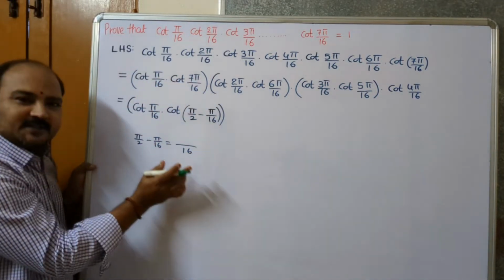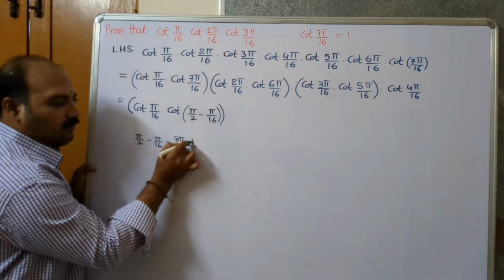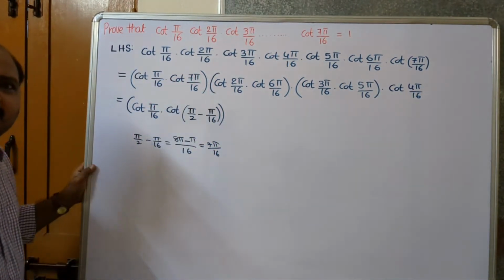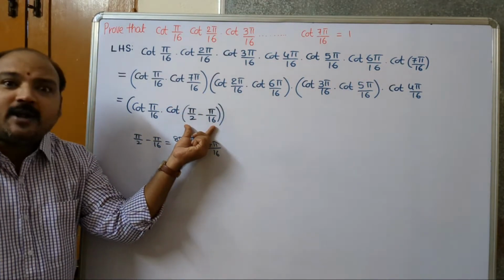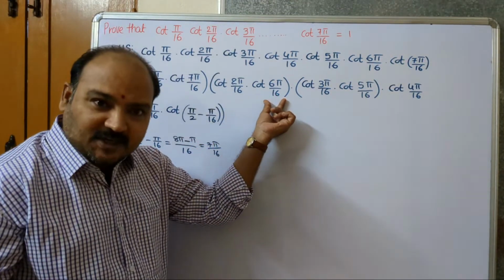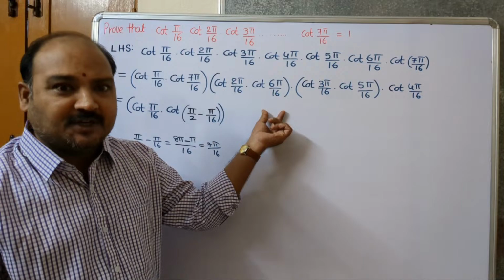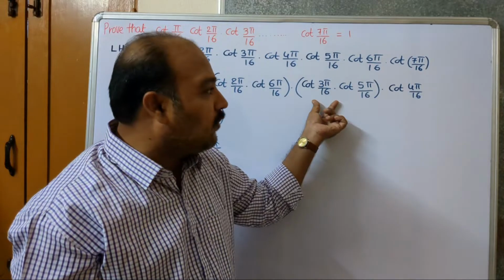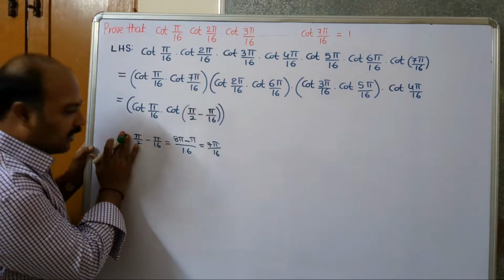LCM for these two is 16 only, no? 2 8s are 8 pi, 16 ones are 1 into pi. Is it equal to 7 pi by 16 or not? We got 7 pi by 16 only. So, 7 pi by 16 we are expressing as pi by 2 minus pi by 16. Similarly, 6 pi by 16 also we can write as pi by 2 minus 2 pi by 16. 5 pi by 16 also can be written as pi by 2 minus 3 pi by 16. I hope you understand it, students.